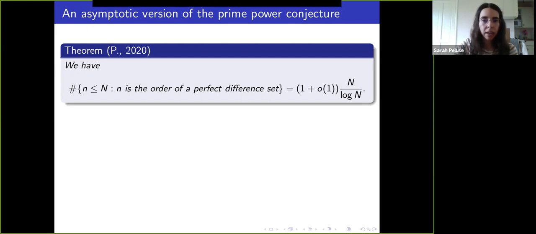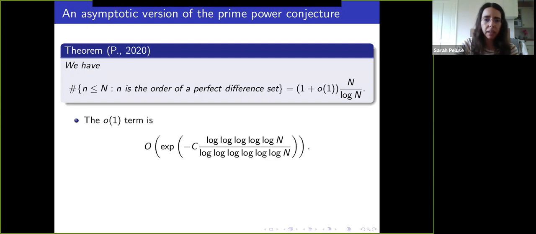So I can actually get an explicit expression for this little o(1) term. It's this thing: e to the minus some constant times log n to the 5 over 6. And so this result gives more evidence towards the truth of the prime power conjecture.